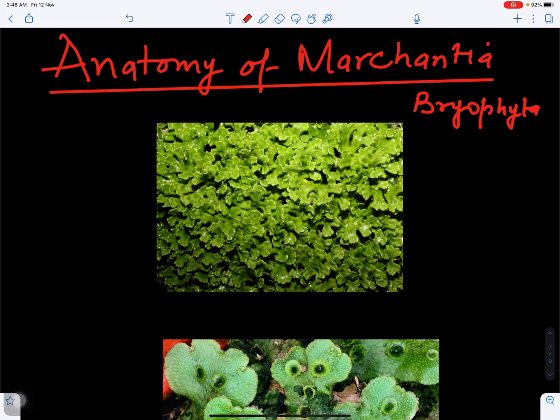In this video, we will discuss the internal structure of Marchantia. Internal structure is also called anatomy. Marchantia belongs to division Bryophyta. The plant body in Marchantia is a thallus, that is, it is not differentiated into root, stem and leaves.